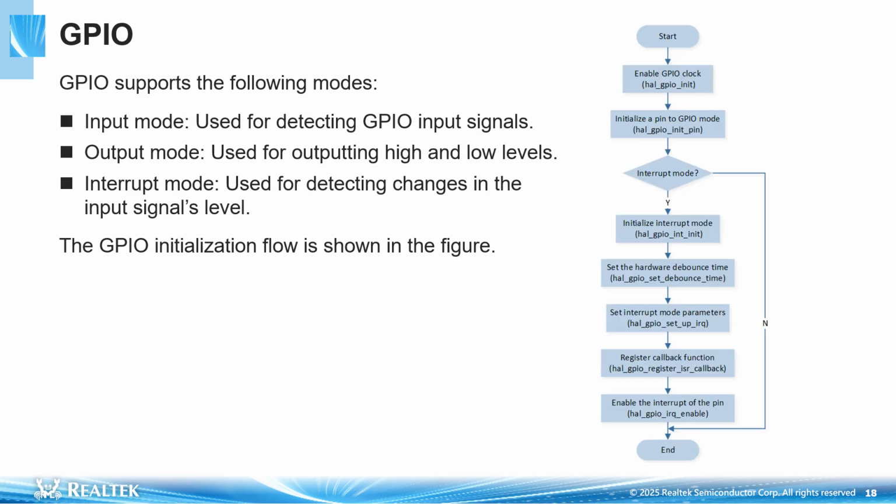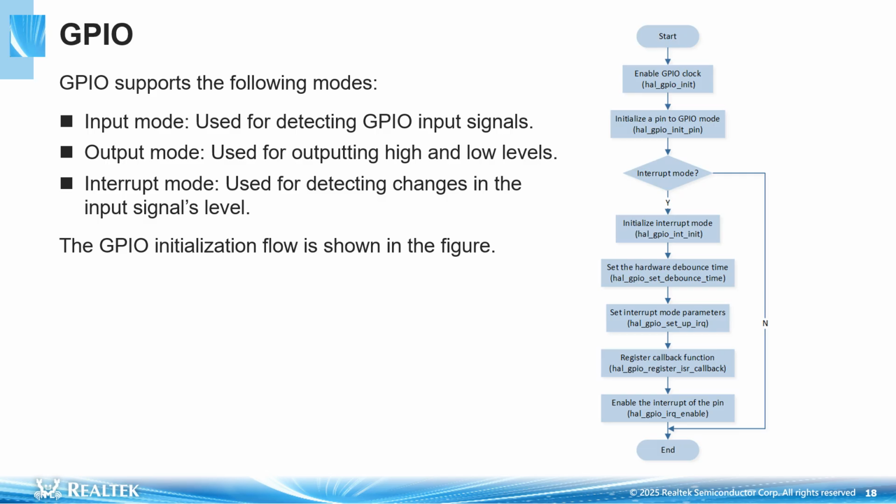GPIO supports three modes: input, output, and interrupt. Input mode is used to detect GPIO input signals. Output mode is used to output high and low levels. Interrupt mode is used to detect level changes of input signals.